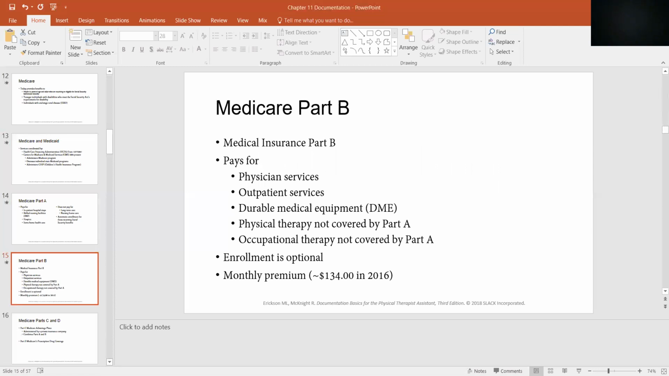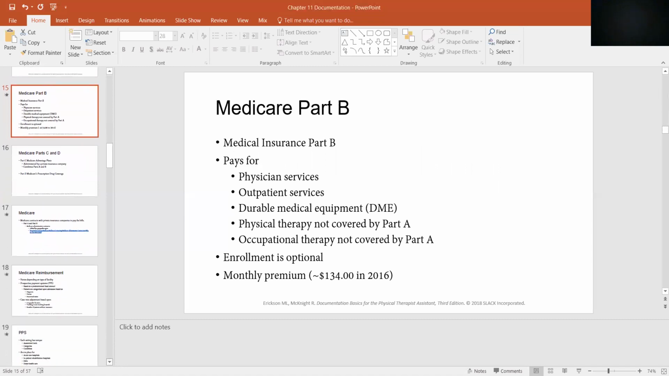Medicare Part B pays for physician services, so like doctor visits and any services that they provide, outpatient services, durable medical equipment, physical therapy not covered by Part A, and occupational therapy not covered by Part A. I don't know why they don't have speech therapy in there. I'll talk about that a little bit more. Enrollment is optional, and there is a monthly premium when you are covered under Part B. So you can look at Medicare Part B as like your outpatient therapy services.